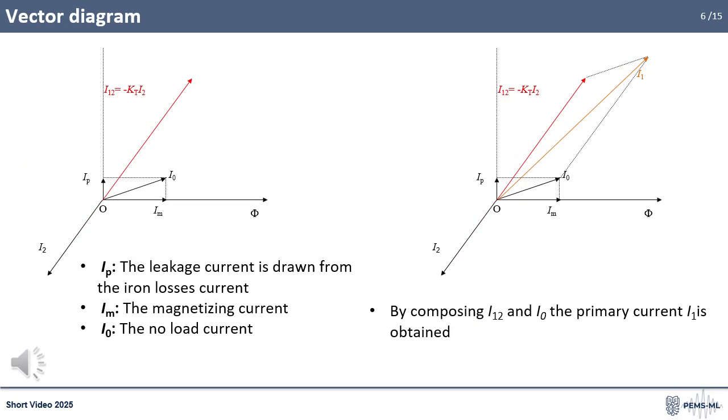Here we're looking at the vector diagram of a current transformer. On the left, you can see the ideal case. The secondary current, when referred to the primary side, perfectly cancels out the primary current. So I12 equals negative KT times I2, and everything lines up neatly.